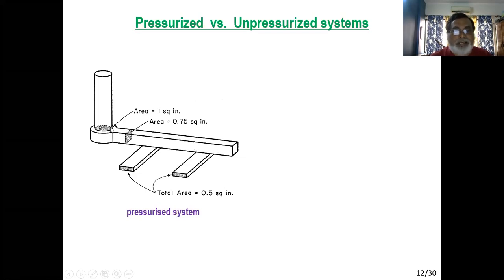If we use the sprue base as a reference point, for example, 1 square inch area, then the runner area is reduced, it is 0.75, and the gate area is again reduced, the total gate area is 0.5. So 1 is to 0.75 is to 0.5, individually if we say 0.1. So the area is continuously decreasing. So this is the pressurized system.